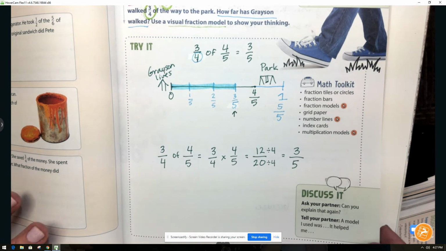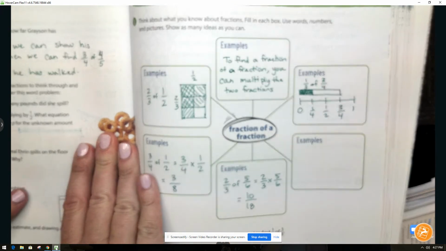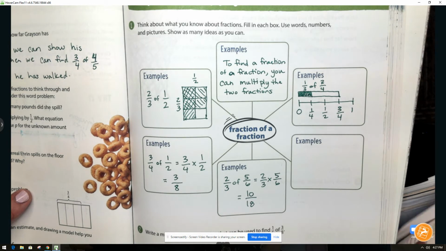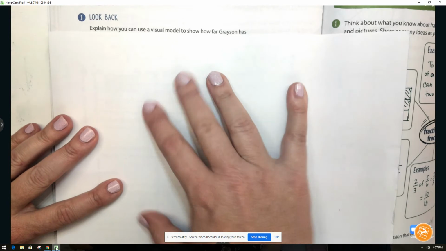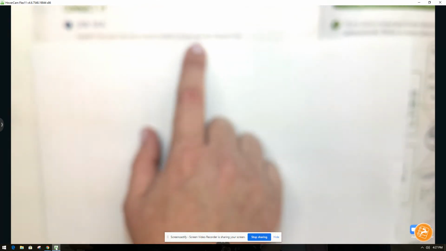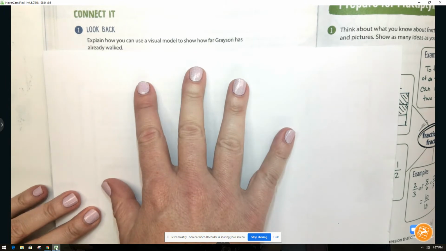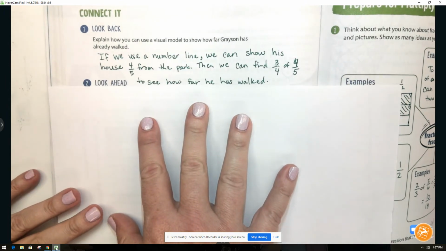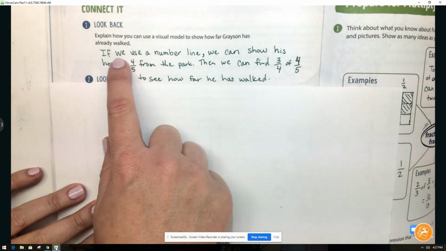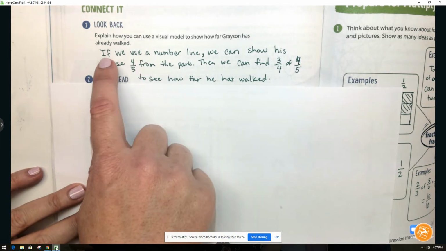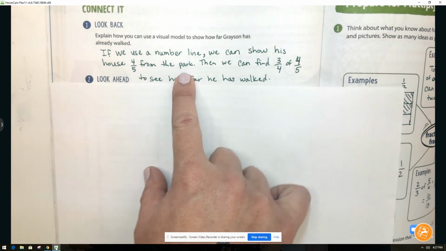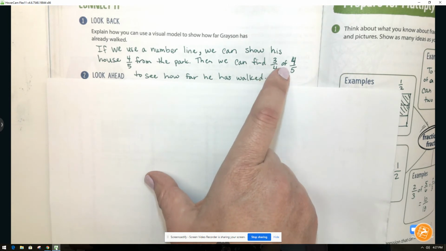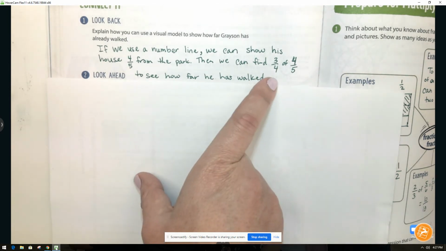Go ahead and turn to page 438. So now that we're on page 438, it says this. Explain how you can use a visual model to show how far Grayson has already walked. So I wrote this. It says, if we use a number line, and you should write this in your book, if we use a number line, we can show his house 4/5 from the park. Then we can find 3/4 of 4/5 to see how far he has walked.